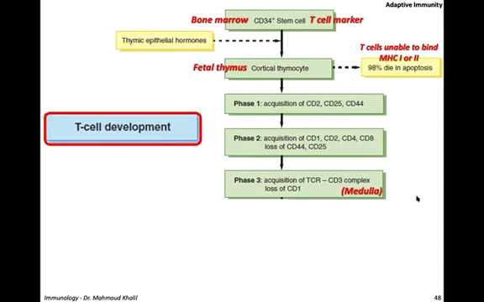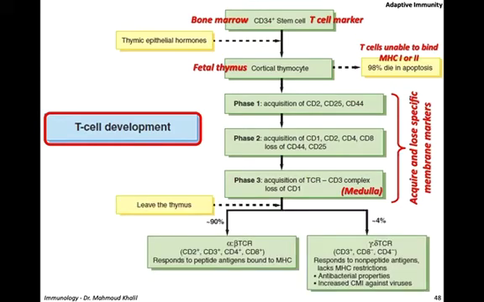Soon after phase 3, before that, you need to understand that from phase 1 to phase 3, the different developmental stages of the T cell are characterized by different sets of receptors on its surface. So in these phases, actually, the T cell acquires and loses specific membrane markers. Soon after that, the differentiated T cell will leave the thymus.